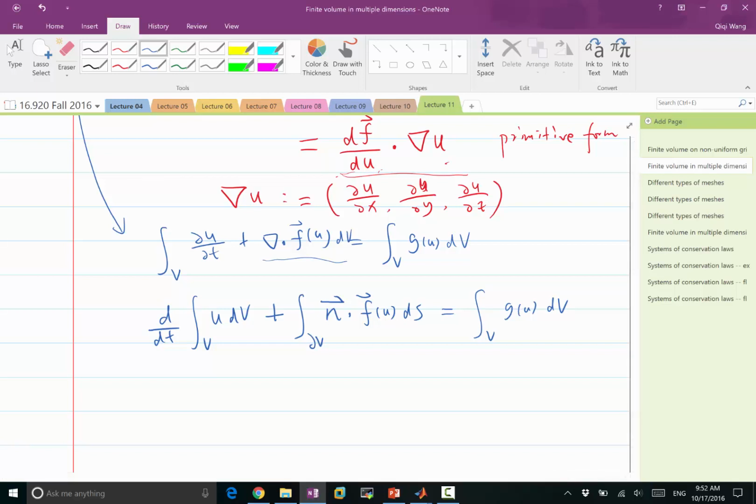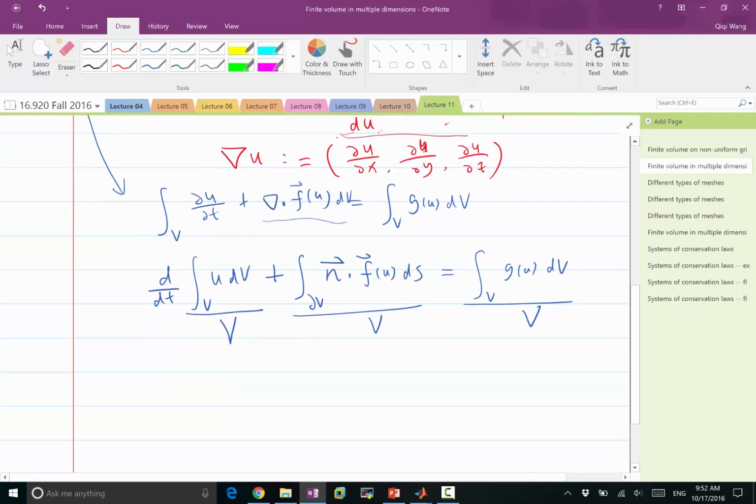In finite volume, we track something that is closely related to the cell integrals, which is the cell averages. So we divide both sides by the volume of the cell, which I'll just call V. And again, if the mesh is stationary as a function of time, we can take the V into the time derivative.